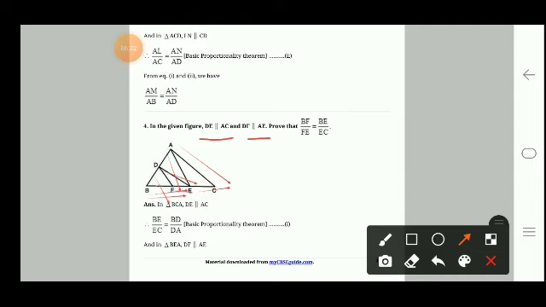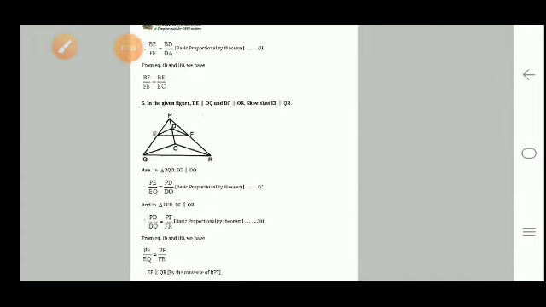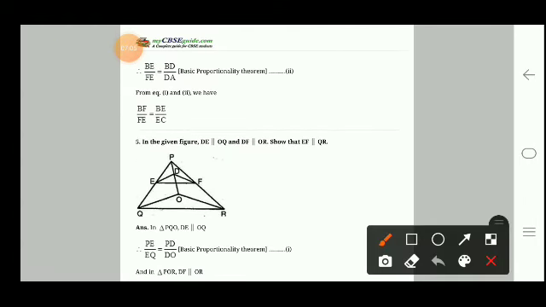Look here. As we can see, in triangle BCA, it is given that DE is parallel to AC. So by the BPT theorem we have BE over EC is equal to BD over DA. Next, in triangle BAE, if DF is parallel to AE, then we get the equation BF over FE is equal to BD over DA, again by BPT. So from the first and second equations the result is BF over FE is equal to BE over EC. In this way we can easily prove this.